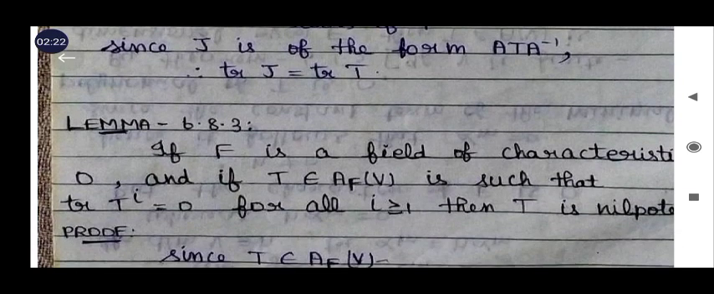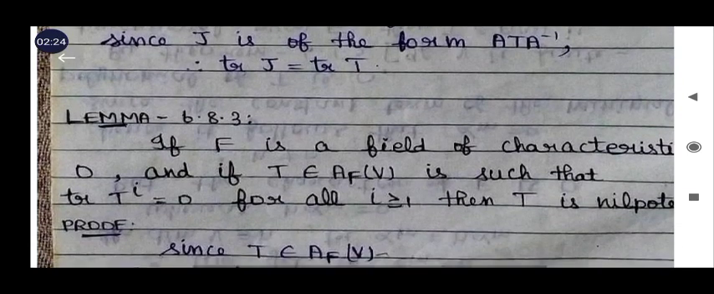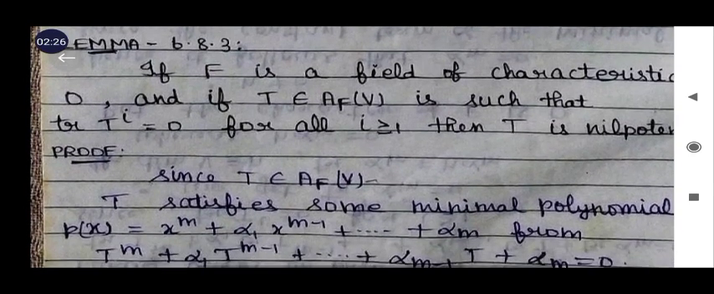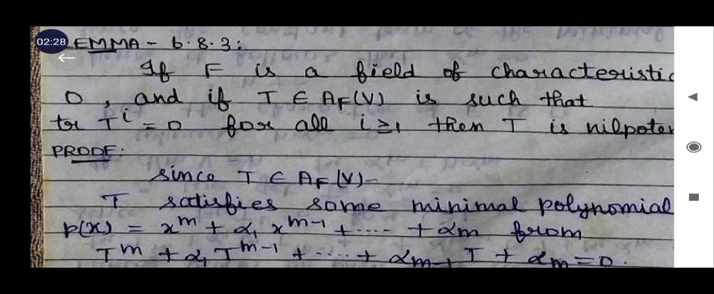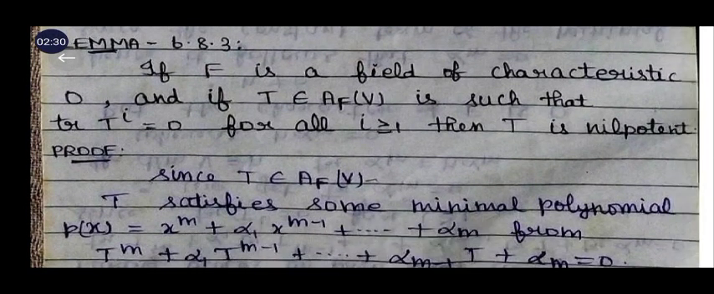Next we see another lemma. If F is a field of characteristic 0, and if T belongs to A of E is such that the trace of T power i is equal to 0 for all i greater than or equal to 1, then prove that T is nilpotent.